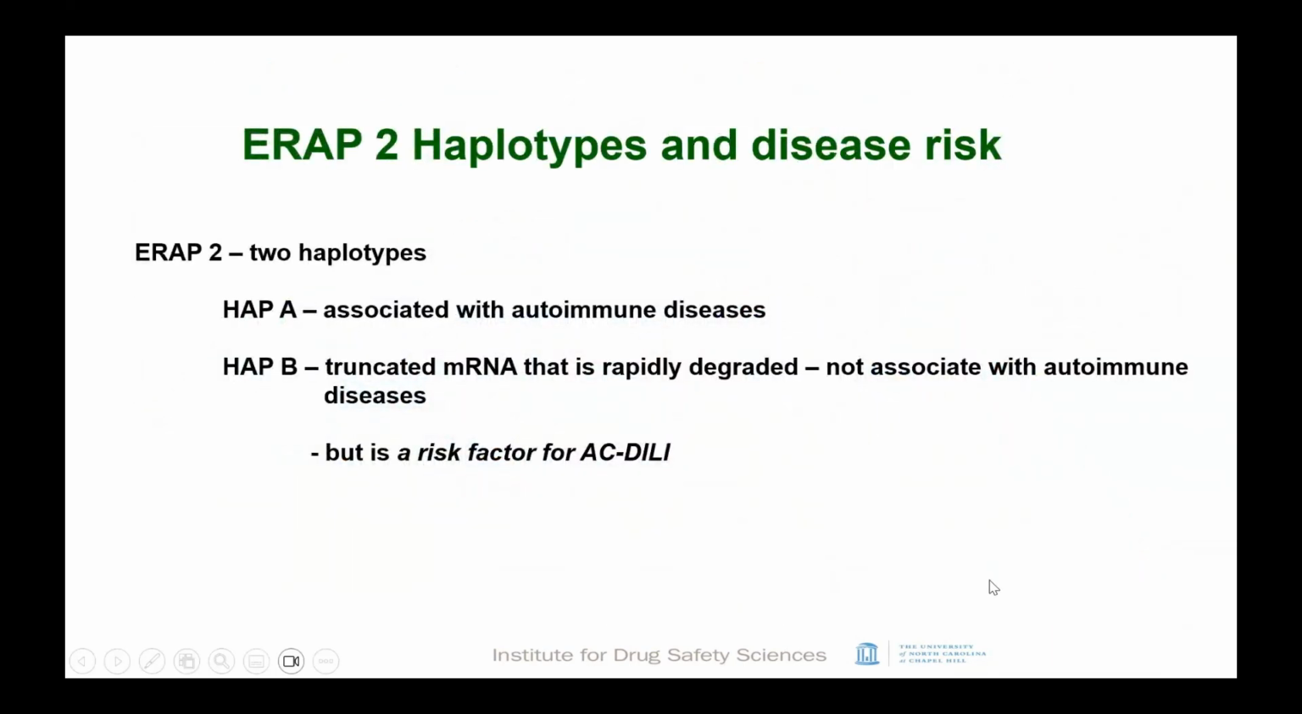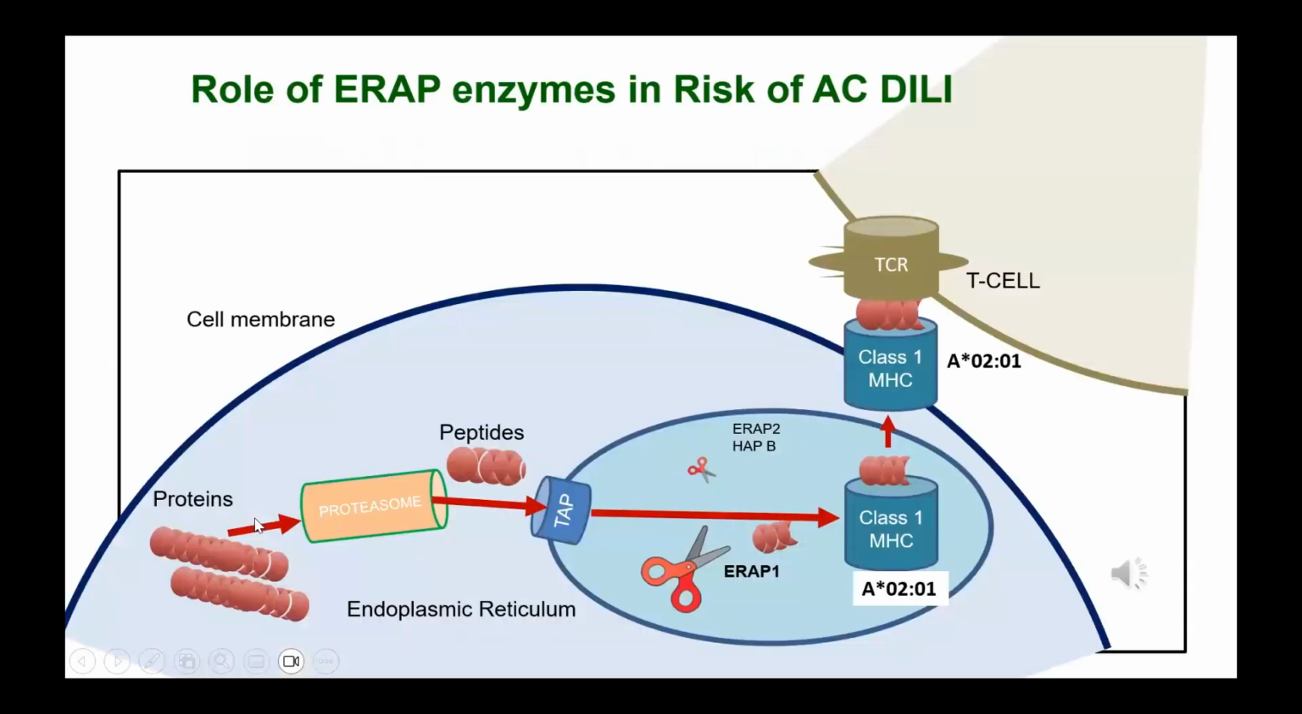In the case of ERAP2, there are basically two haplotypes. HAP-A has been associated with the risk of certain autoimmune diseases, but it was HAP-B that was associated with the risk for AC-DILI, and this produces a truncated messenger RNA that's rapidly degraded. Again, not associated with autoimmune diseases, but associated with the risk of AC-DILI.